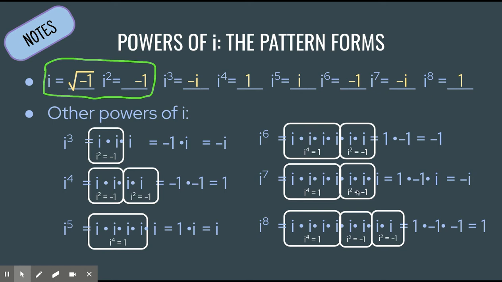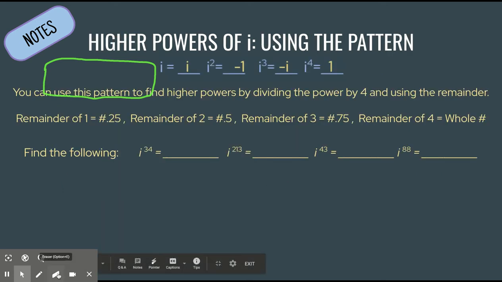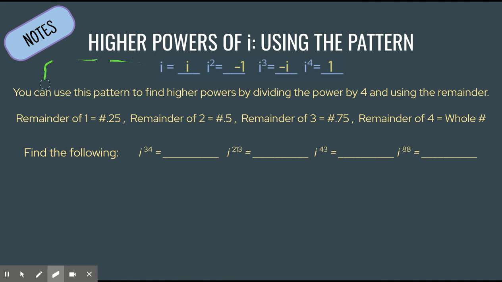And we are going to use these powers of i to find other higher powers. So what you can do is figure out what the remainder is if you divide the power by 4, because this pattern is 4 units long. If the remainder is 1, it's going to match this one. If the remainder is 2, it's going to match i squared. If the remainder is 3, it'll match i cubed. And if the remainder is 0 or 4, which is the same thing, it'll be this last one, i to the 4th.